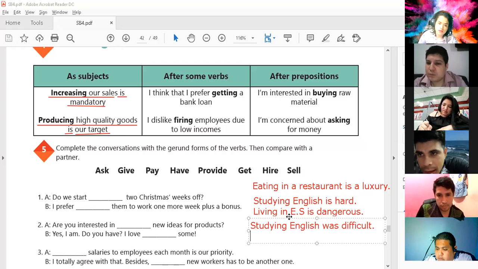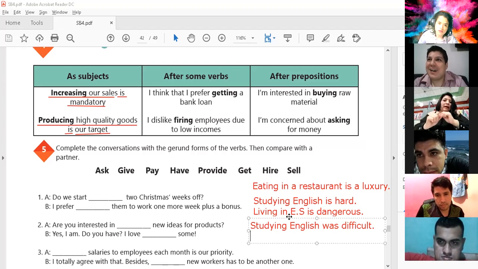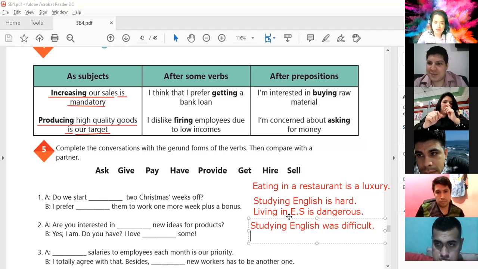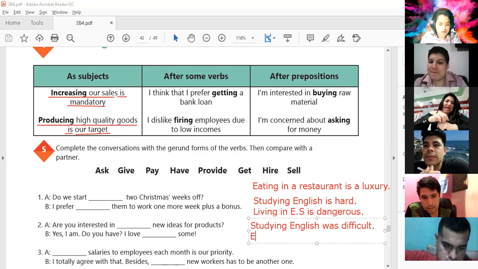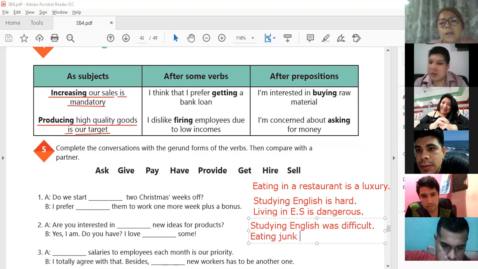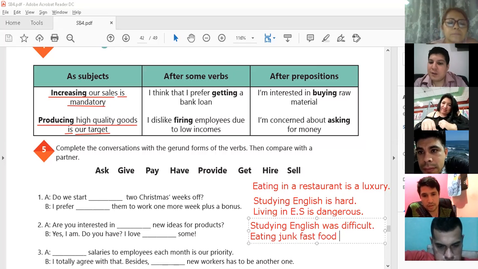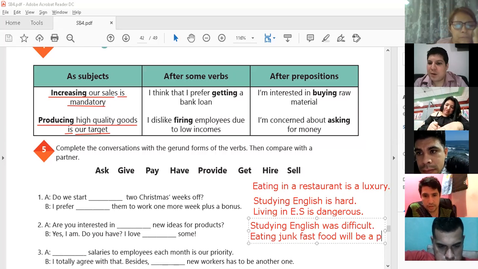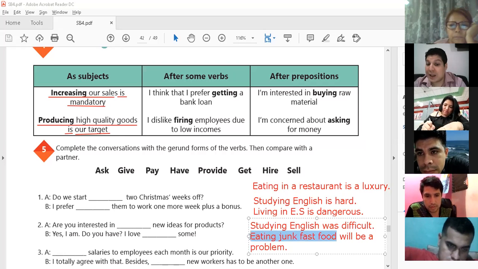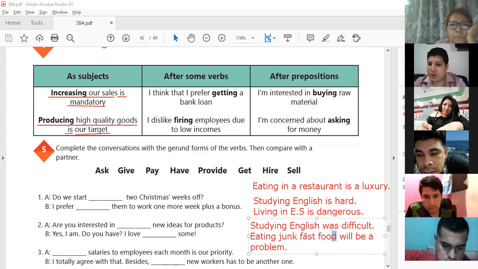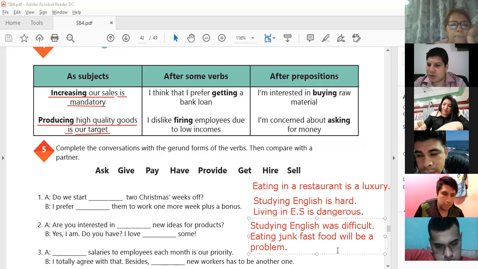Using will. Comer comida chatarra va a ser un problema. Eating junk food. Fast food. Junk food will be a problem. So, nuevamente, si nosotros estamos hablando de una actividad y nos queremos referir a su nombre, le tenemos que poner el ING cuando va en el sujeto. Any questions so far, guys?